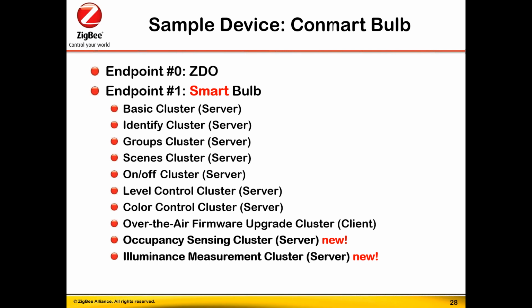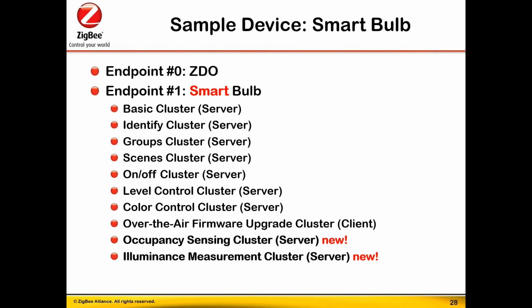Examples for such clusters are on-off, to turn something on, turn something off. Level control could be used to set the intensity of a light, but it could also be used to set the speed of a motor or a pump, for example. Color control to control the colors of your smart bulbs, and so on. Next slide, please.